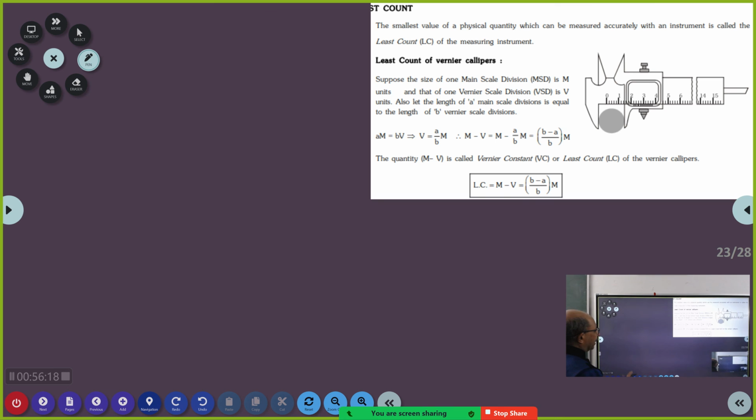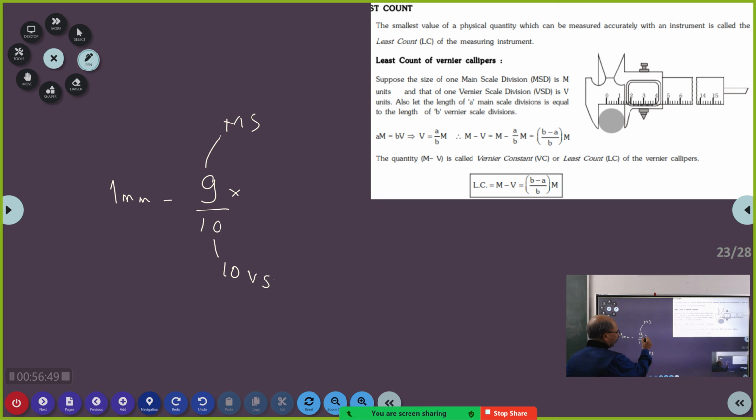What I wrote there earlier was 1 millimeter minus, in the first case, the 9 divisions on the main scale coincided with 10 divisions on the vernier. This is what I wrote now. Of course, 1 unit of the main scale has to be subtracted. Since it was 1, I had not written it, but you should write the main scale division.